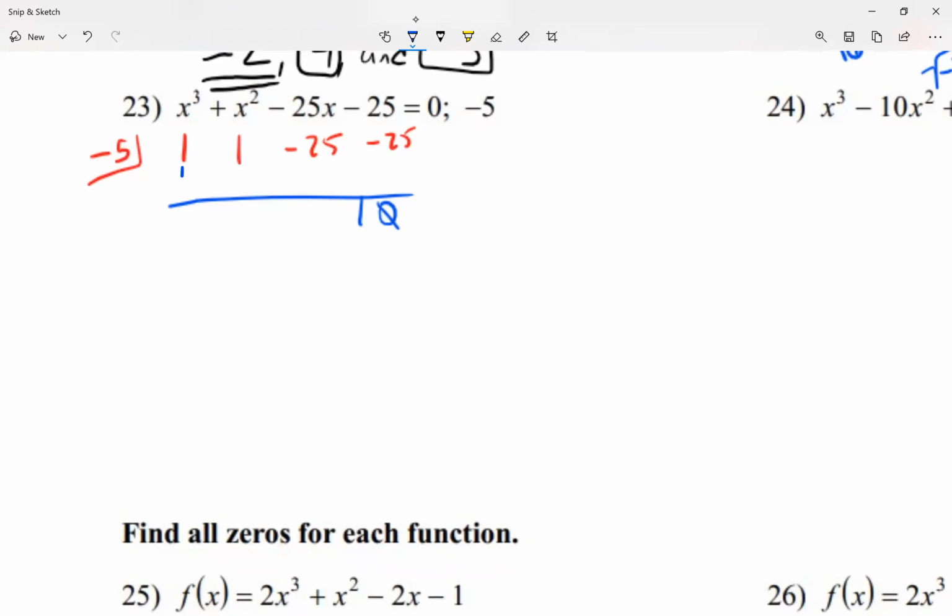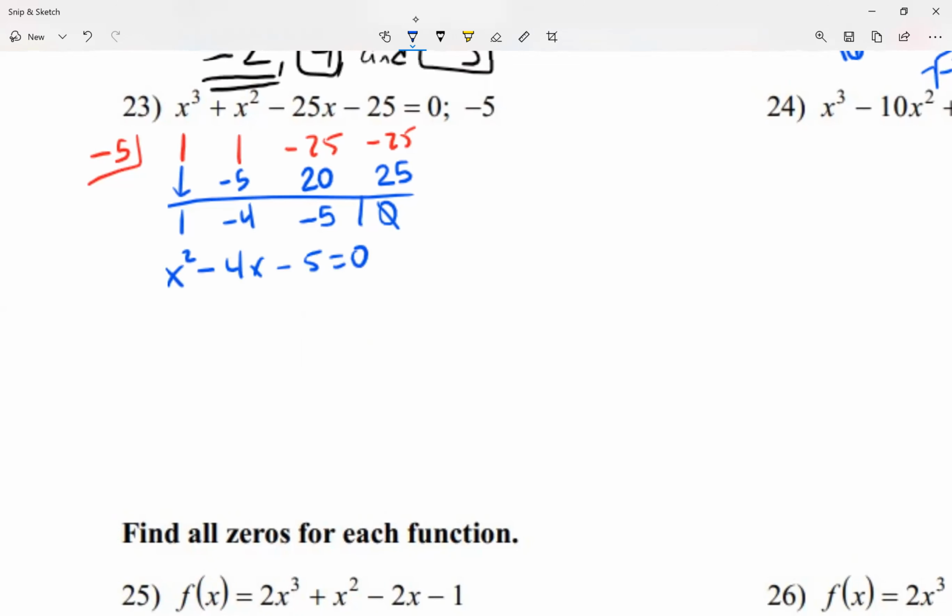So let's see. I'm going to bring this 1 down. 1 times the root, so 1 times -5. Combine those, 1 minus 5 is -4. -4 times -5 is +20. Combine those, -25 plus 20 is -5. And then -5 times the root, -5 times -5 is +25. And -25 plus 25 is 0. So good, yeah, my remainder was 0. So that means that this went down to x squared minus 4x minus 5.